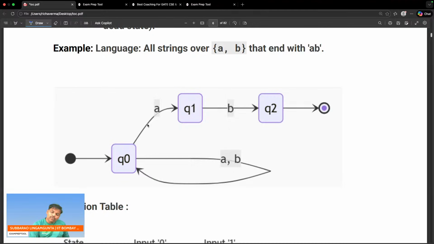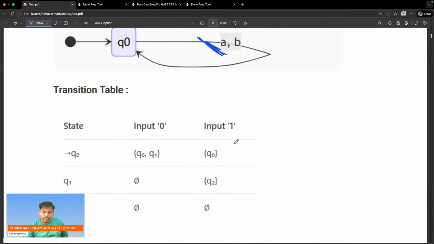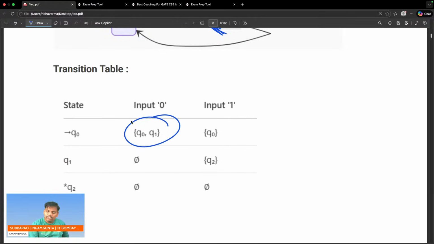So on Q0, on A, I will go to Q1. On Q1, on B, I will go to Q2, the final state. Then you may ask what about this: you see A here also, A here also. That is called non-determinism. That is two behaviors for ending with AB, but if you observe the remaining part, there may be some issues. So what I want is non-determinism: there is some ambiguity, multiple transitions somewhere, and in some state you didn't mention something.